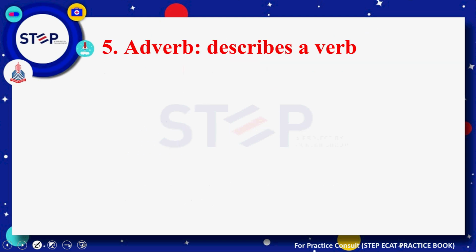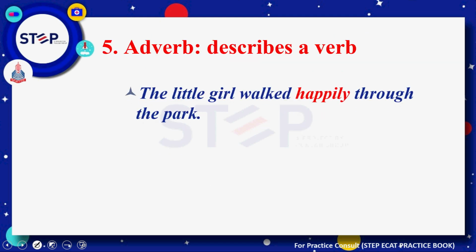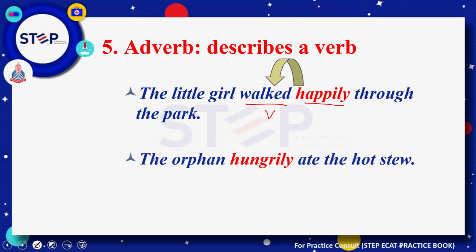Next, let's see adverb. An adverb describes a verb. Whatever aspect of a verb you describe, for example, adverbs of frequency are there, adverbs of manner are there, adverbs of time are there. A lot of aspects of a verb are described by a lot of different types of adverbs. "The little girl walked happily." This "happily" is telling us the manner of the walk. "Walked" is a verb, so "happily" is an adverb. Happily is defining "walked." In the same way, "the orphan hungrily ate." So in what manner did he eat? Hungrily.